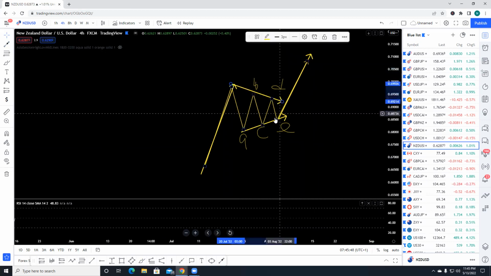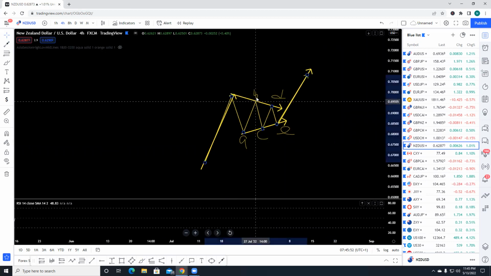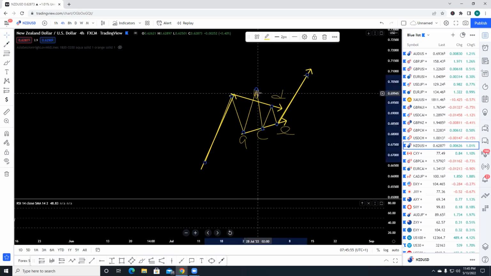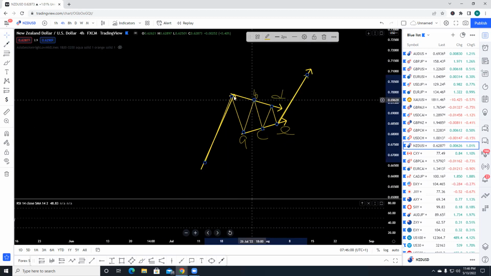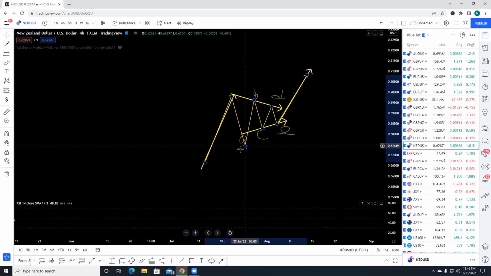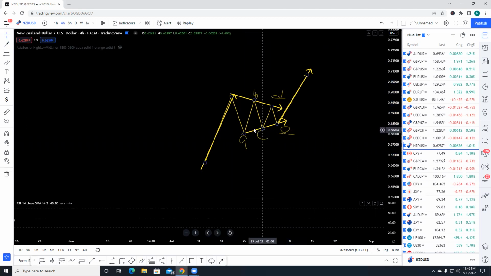So why are we applying trend lines in a structure like a triangle? We want to ensure that price does not come here. If it breaks this trend line and comes over here, it's no longer a triangle. It must stay within the boundary of the triangle. It must stay within the trend line.